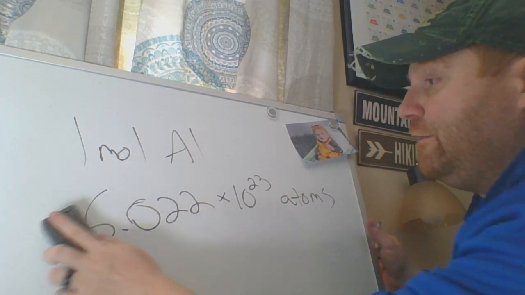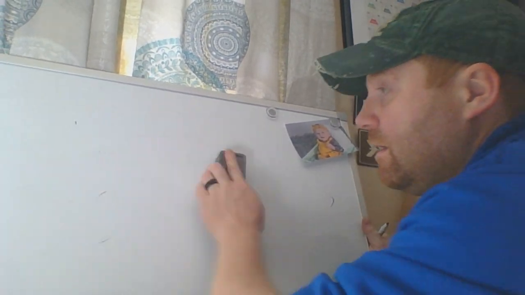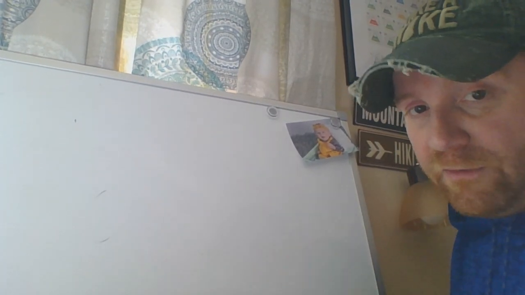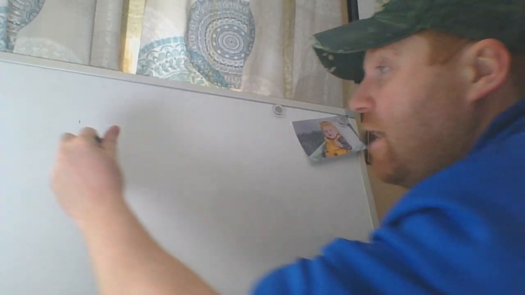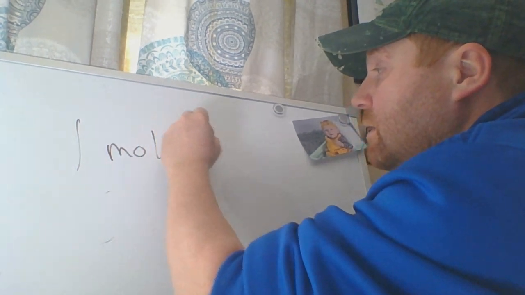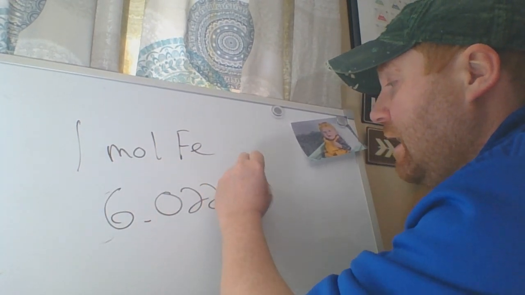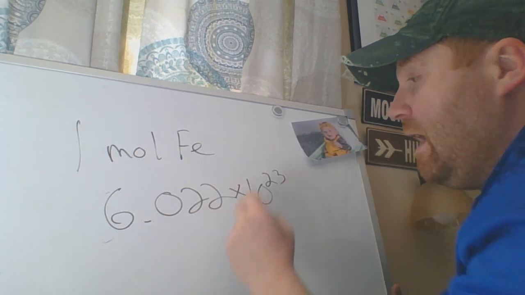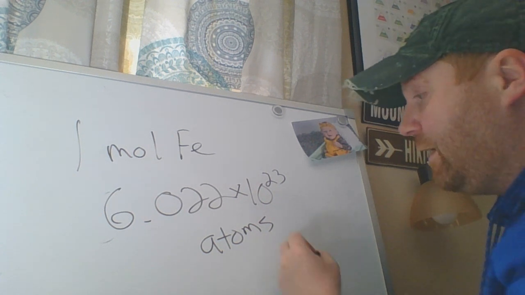If I have 1 mole of iron, I'm using the examples in the book, by the way. If I have 1 mole of iron, I have 6.022 times 10 to the 23rd atoms of iron.